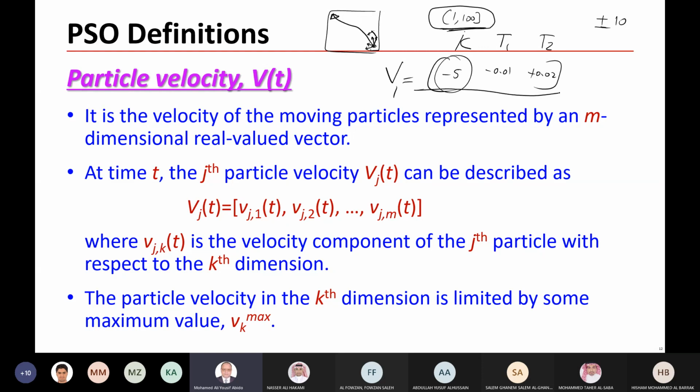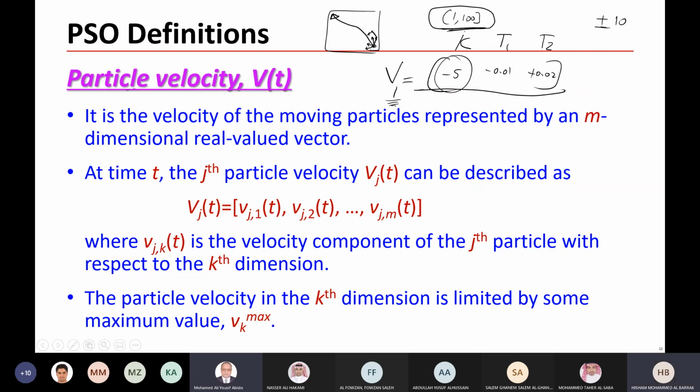So this is not a solution. The V1 is not a solution. The position is the solution. The particle position is the solution of the problem. So the velocity is similar to the chromosome in terms of the structure, in terms of the dimension. It is an m-dimensional real valued vector, but it is not a solution of the problem. The velocity is not a solution. Hope it's clear.